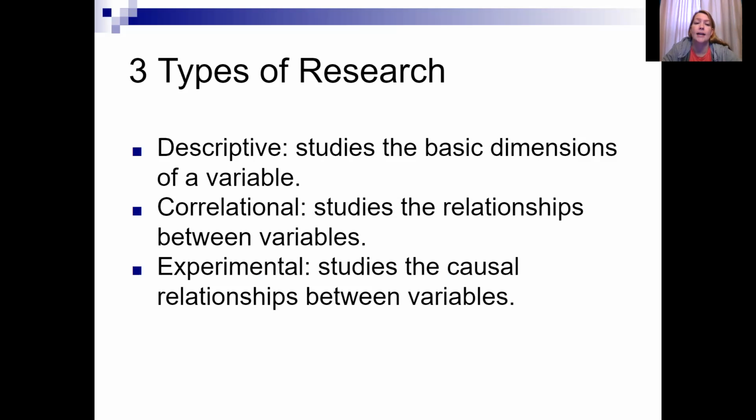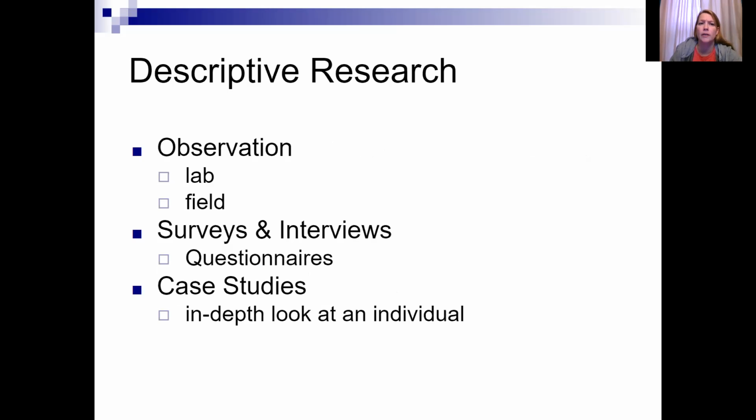Correlational looks at relationships between variables, so relationships between two different things. If there's an increase in one, is there an increase in the other? If there's a decrease in one, is there a decrease in the other? What type of relationship is there between those two things? And then experimental looks at causes in relationships between variables. So we're going to get into those a little bit more.